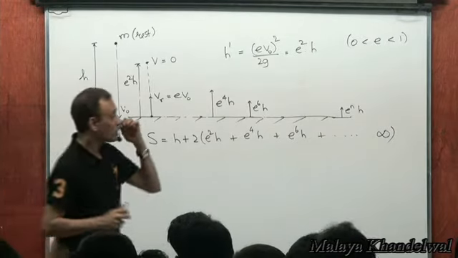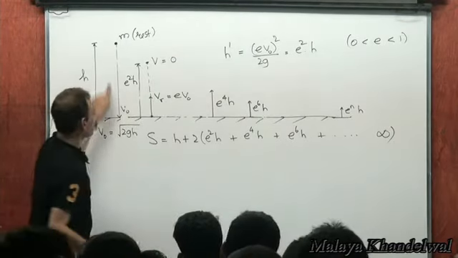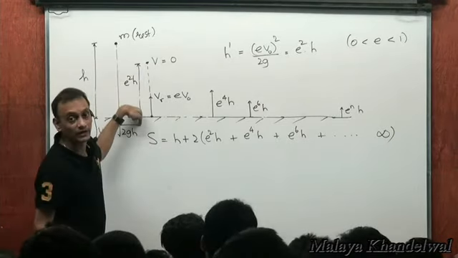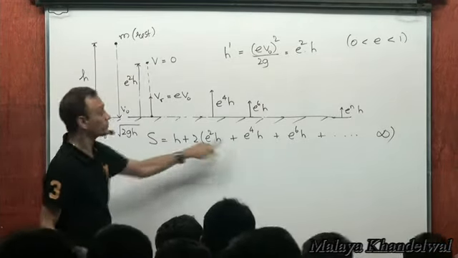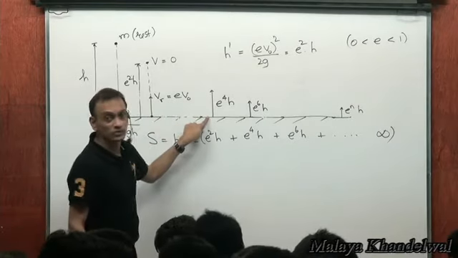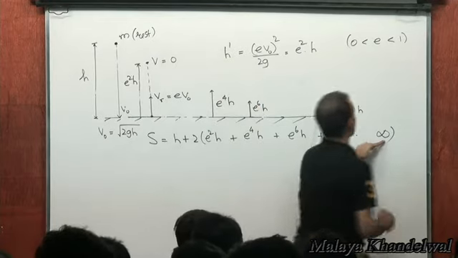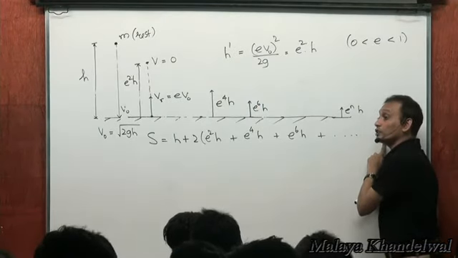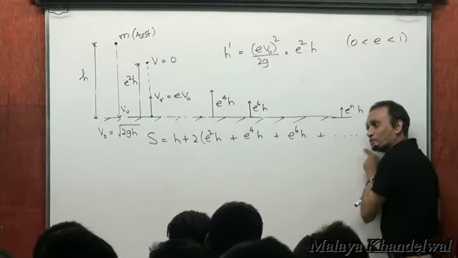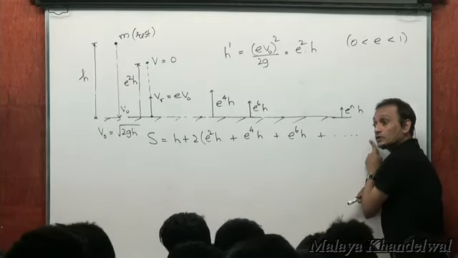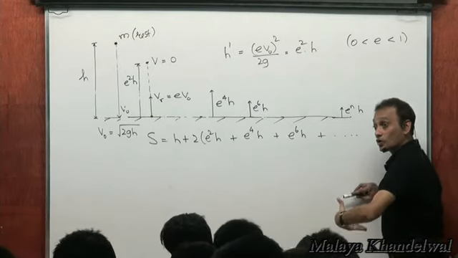I'll repeat. I'm saying it falls from a height h. Then it rises to a height e squared h and falls back. So twice e squared h. Then it rises to this height and falls back from this height. So twice e power 4h. And it keeps doing this till the terms become 0. When would the term become 0? After an infinite number of terms. So the number of terms in the sequence is infinite. Yes or no? And this will give me the total distance traveled.